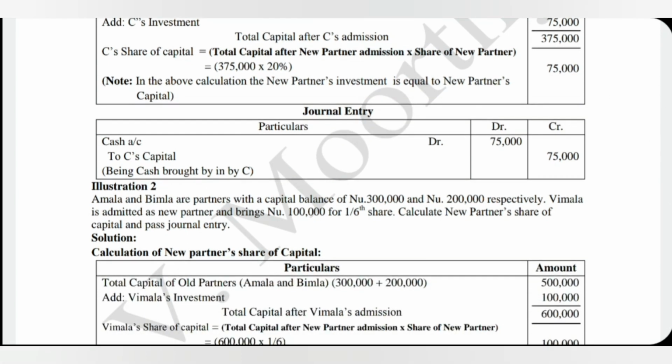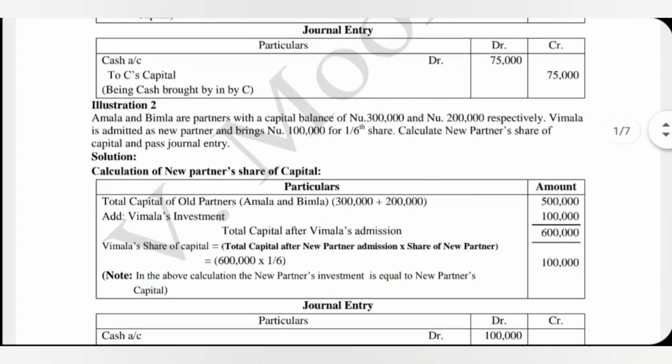Amla and Bimla are partners with a capital balance of 300,000 and 200,000 respectively. Vimla is admitted as a new partner and brings 100,000 for a 1/6 share. Calculate the new partner's share of capital and pass the journal entry. So how to calculate the new partner's capital? In the same method which we used in illustration number 1.